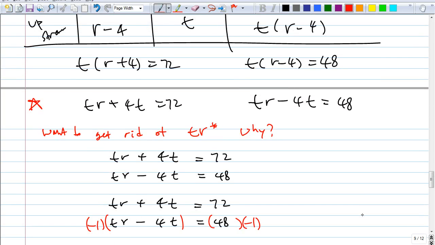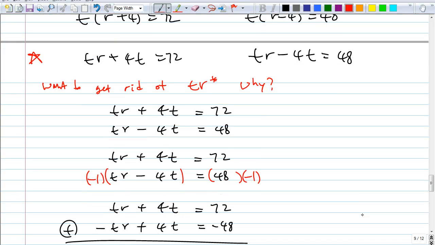So why do we want to get rid of tr? Because otherwise we don't get an equation with 1 variable. So get rid of the tr, and when you multiply both sides by -1 on the second equation, I get this. Now you could add them together. What do we get when you add them together?